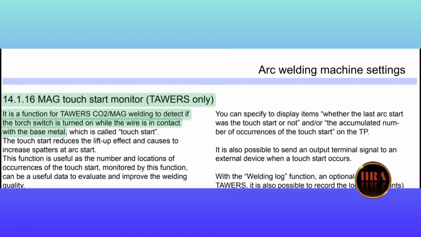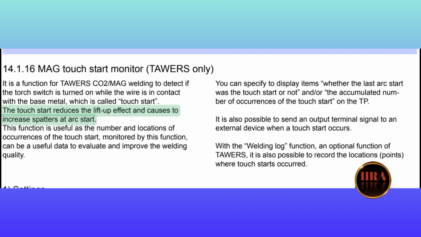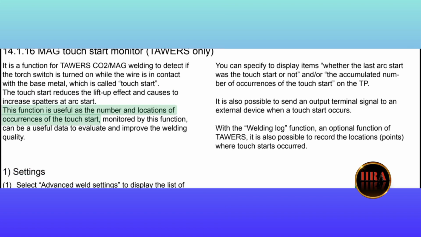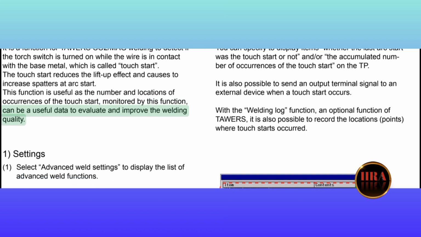14.1.16 Mag Touch Start Monitor, TAWERS only. It is a function for TAWERS CO2 and MAG welding to detect if the torch switch is turned on while the wire is in contact with the base metal, which is called touch start. The touch start reduces the lift-up effect and causes an increase in spatter at arc start. This function is useful as the number and locations of occurrences of the touch start, monitored by this function, can be useful data to evaluate and improve the welding quality.